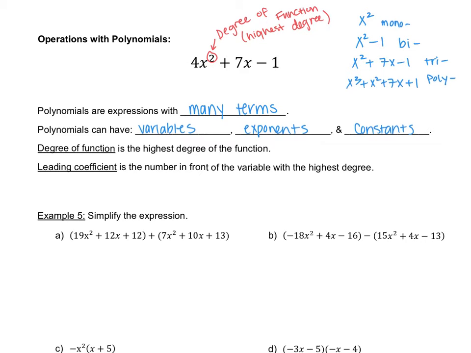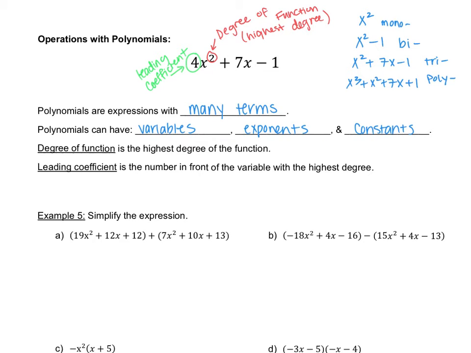And then the next part is the leading coefficient. The leading coefficient is the number in front of the variable with the highest degree. So once you've located the highest degree, in this case x squared, then whatever the coefficient is in front, that's your leading coefficient. Okay, and those are pretty much the main components. So polynomials just mean many terms, and they are made up of variables, exponents, and constants.